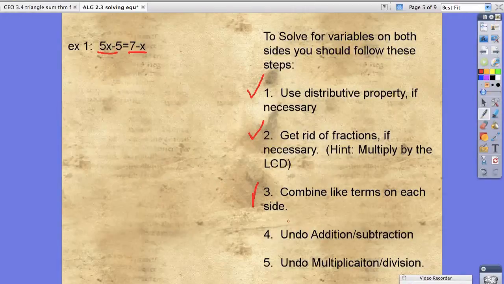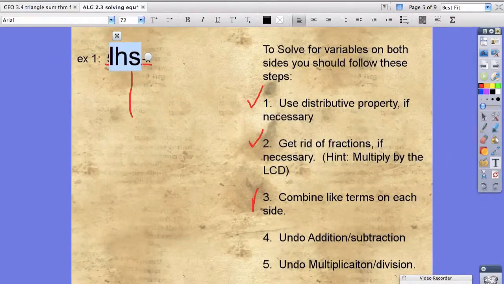Now it says to undo the addition or subtraction. The thing we haven't really discussed is deciding what to undo first. We as a group get to decide what we want to do with the x. Do we want it to be on the left-hand side or the right-hand side of the equal sign? So imagine our equal sign is a wall, and we have the left-hand side and right-hand side.